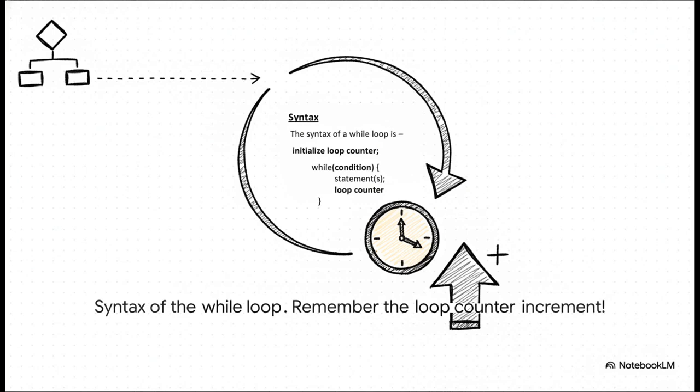Connecting that flow to the actual C syntax, the structure is super clear. First off, you initialize your loop counter outside the loop. Then you drop in your while keyword, followed by the condition in parentheses. Inside those curly braces, you've got the statements you actually want to execute, and, crucially, your loop counter increment. Honestly, if you forget that increment step, congratulations, you've just built an infinite loop.